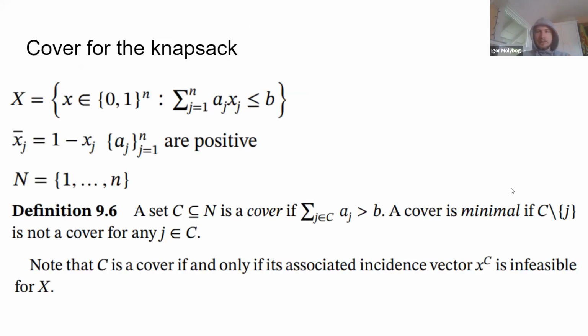Okay, so let's take a look at this example. Let's say that we have a knapsack problem. Basically, we are optimizing over the set of binary variables, {0, 1}^n, subject to a single linear inequality constraint. Our coefficients are positive. We have seen that we can assume this without loss of generality. I think a couple of lectures before, we did spend some time on this.